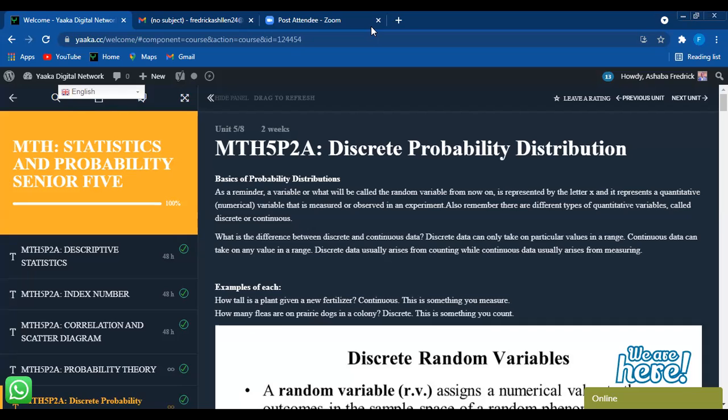So there is a question there: what is the difference between discrete and continuous data? What could be the difference between discrete and continuous data?